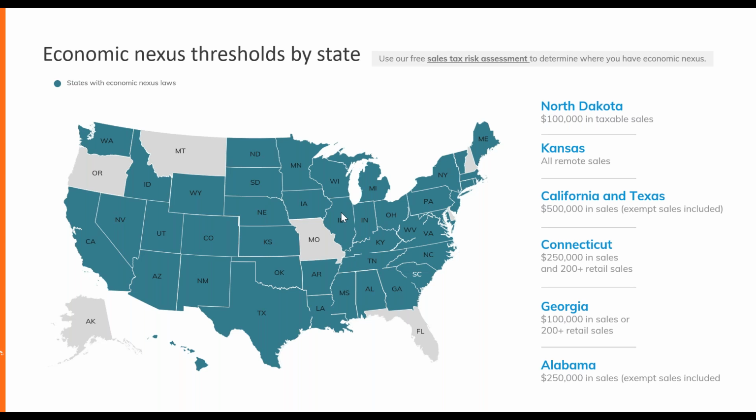So you need to register with the state. You then need to provide sales tax determinations on every transaction that goes into that state. And then you need to file and remit to that state on a regular basis. The state will tell you how frequently they want you to file and remit.